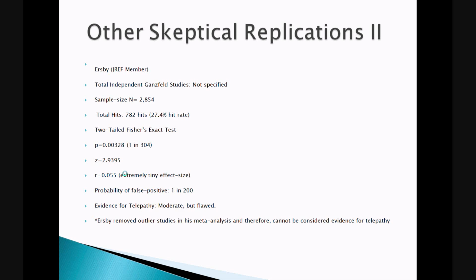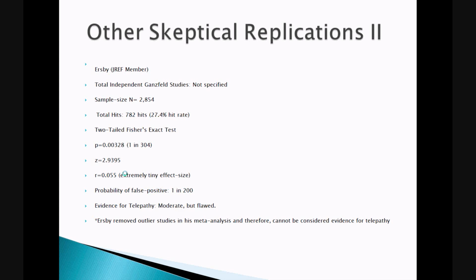Now, according to his two-tailed Fisher's exact test, he found a p-value of 0.003, which is quite statistically significant at the 0.005 level. So the odds of this happening are 1 in 304. The C-score for this was 2.9395, and the effect size was again extremely tiny, at 0.05. The probability of this being a false positive is 1 in 200, so the chances of this being due to chance are quite unlikely.